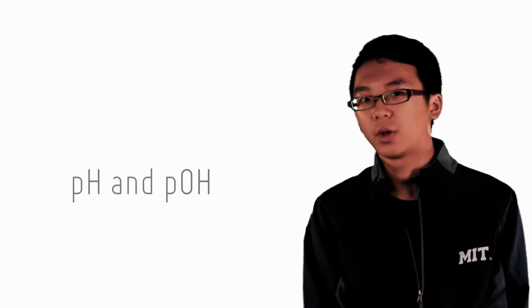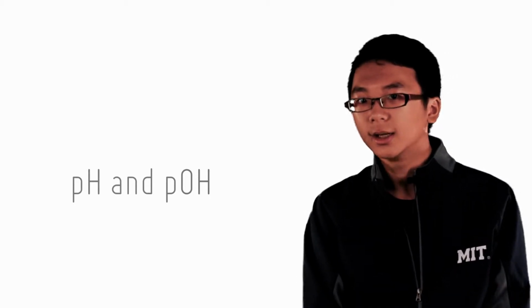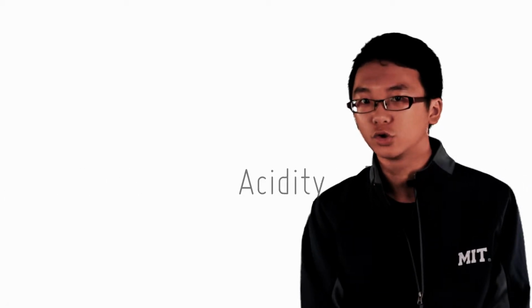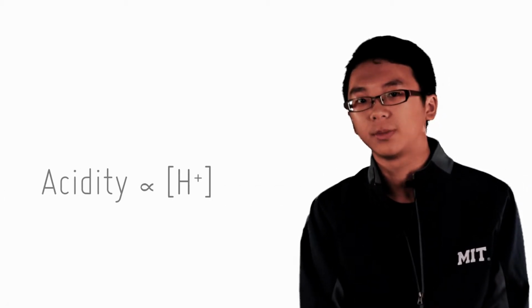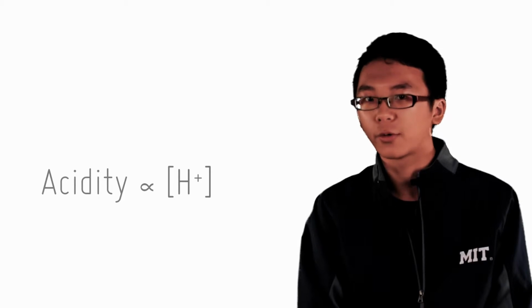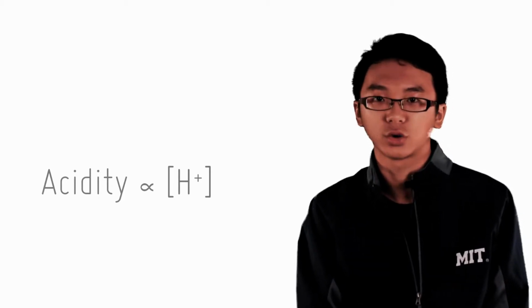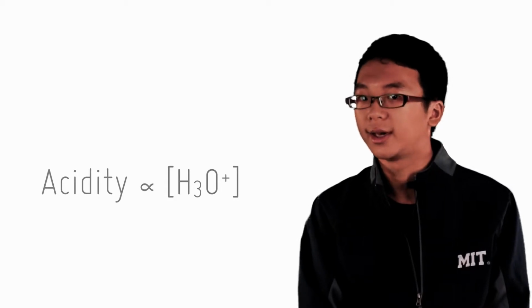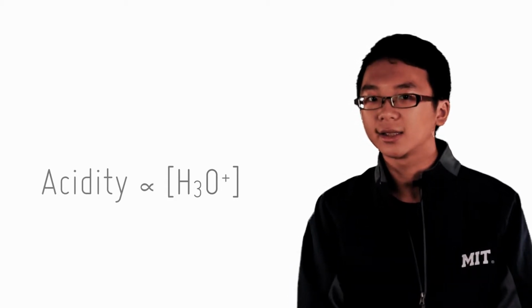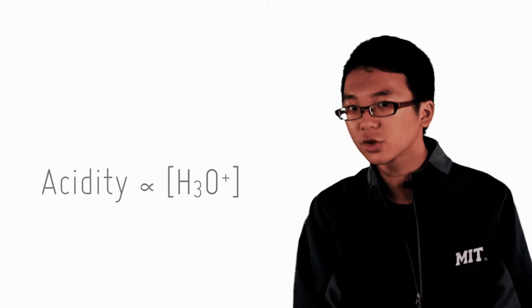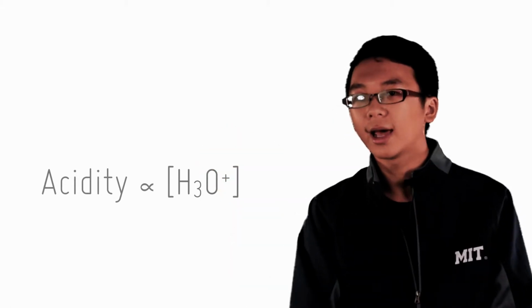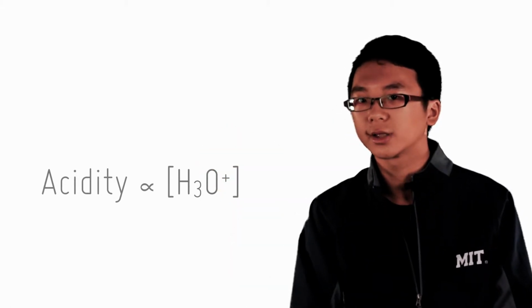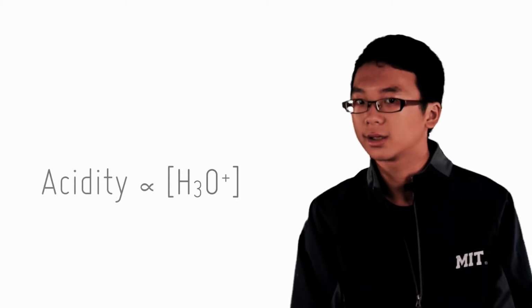First, let us understand what makes a solution acidic or basic. The acidity of a solution is defined by the concentration of hydrogen ions. To be more correct, hydrogen ions do not actually exist, and more correctly, they exist in the form of hydronium ions, H3O+. So the acidity of a solution is defined by the concentration of hydronium ions, and likewise the basicity is defined by the concentration of hydroxide ions in solution.